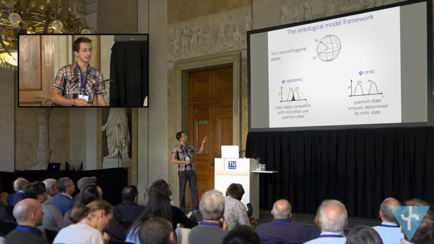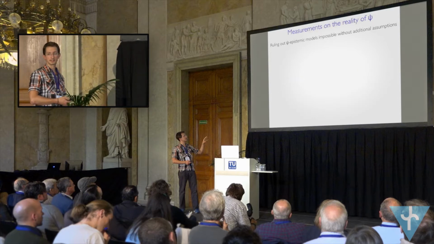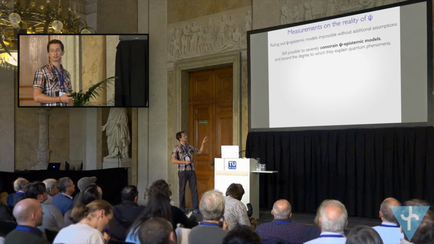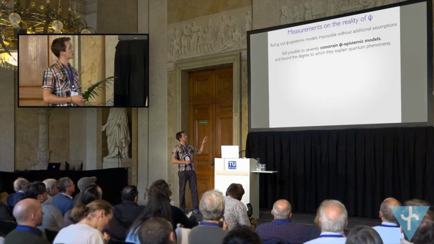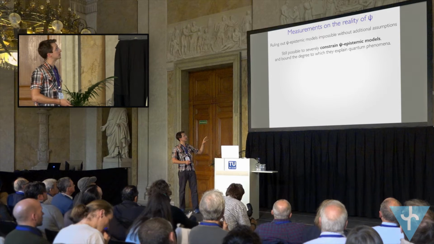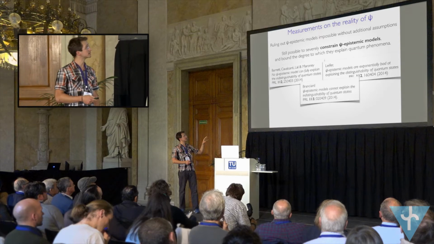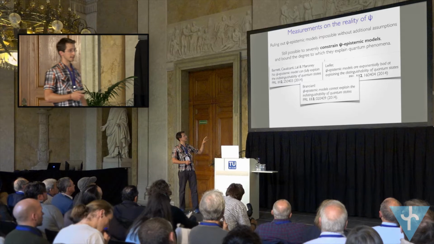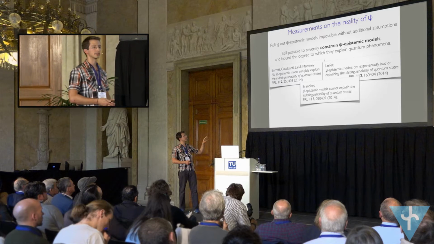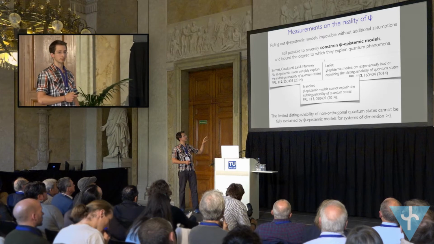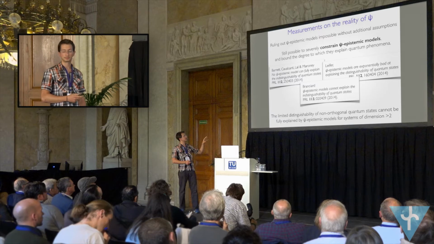And what we want to do in experiment is we want to make some statement about this distinction here. Now, we already heard that without any additional assumptions beyond this framework, we cannot rule out subsystemic models. But what we can do is we can constrain their explanatory power. So we can constrain to what degree they can explain this indistinguishability that Matt was talking about.